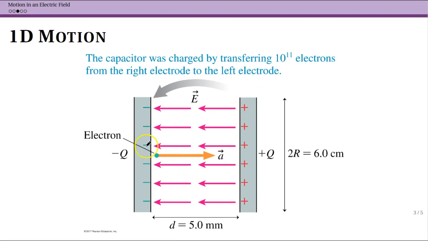We have an electron very near our negative electrode. We let it go and we ask what happens. If it starts from rest, we know that it is going to accelerate to the right. One of the ways you can think about this is that it's being repelled by the negative charges on this electrode and attracted to the positive charges on this electrode.